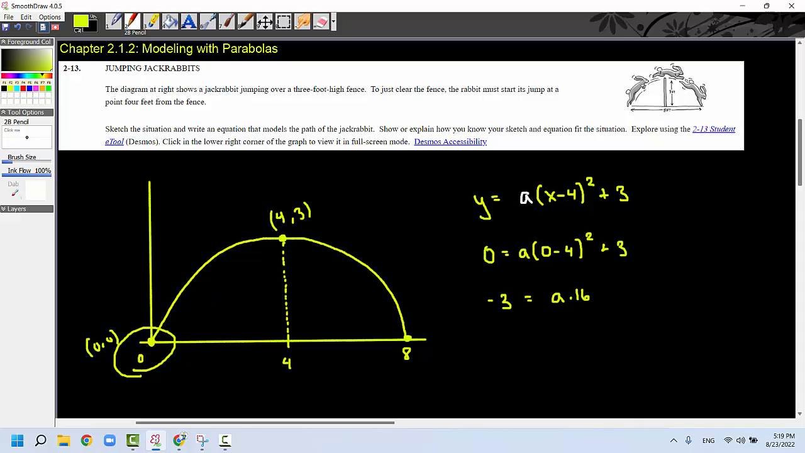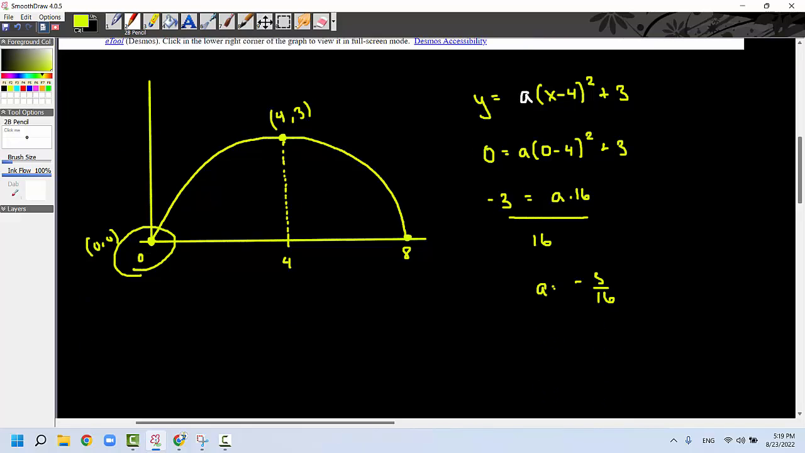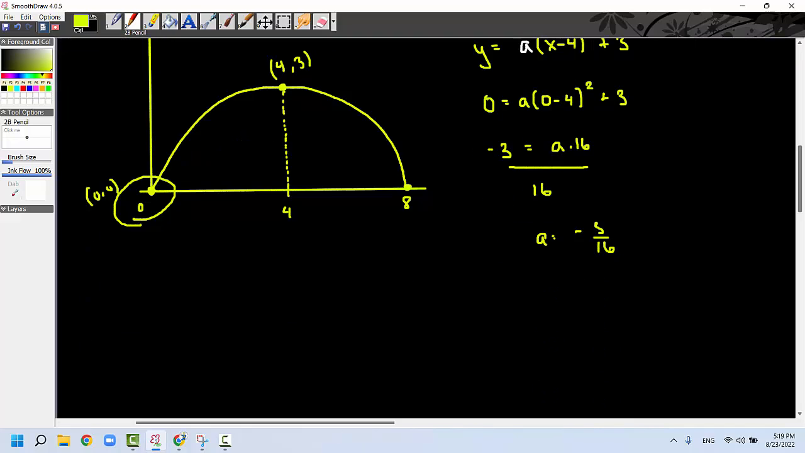Negative 4 squared is positive 16. If I divide both sides by 16, I'm going to get a equals negative 3 over 16. And then that's going to get me a final equation of y equals negative 3 over 16, parentheses, x minus 4 squared plus 3. And that is my final equation for this particular situation.